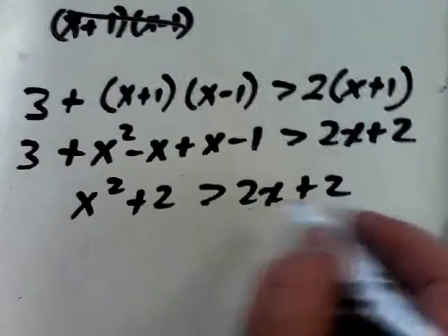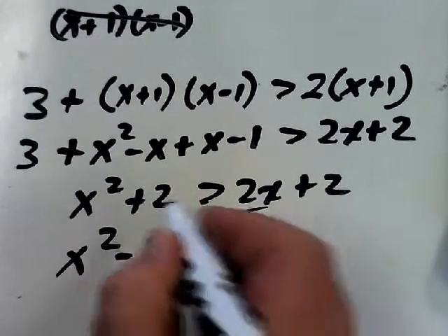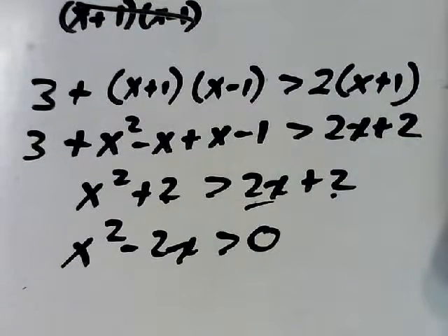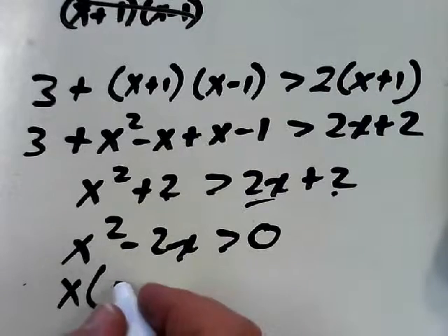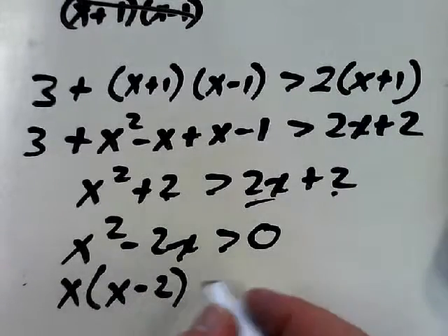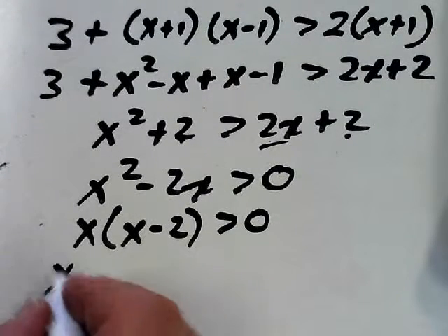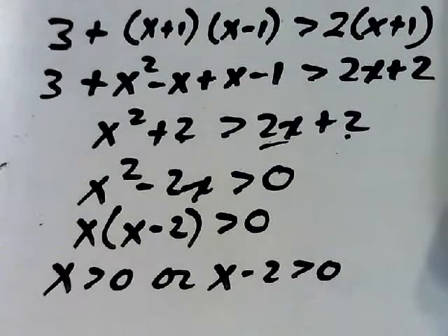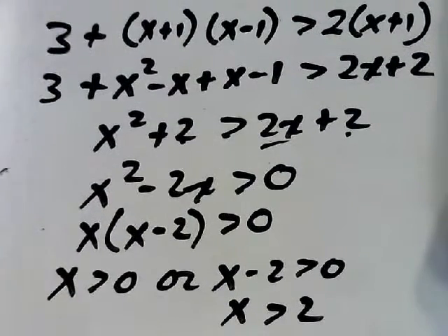Bringing all of this over to here, I'd have x squared minus 2x. 2 minus 2 is 0. I'd be left with a 0 on the right-hand side. Factoring it, I'd have x parentheses x minus 2 is greater than 0. So x is greater than 0, or x minus 2 is greater than 0. That one's done. That one's that. And remember we said you need to check.